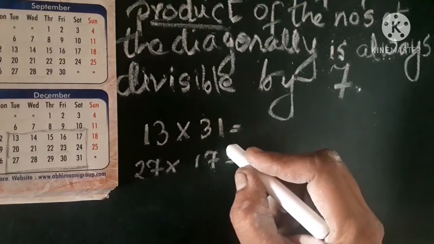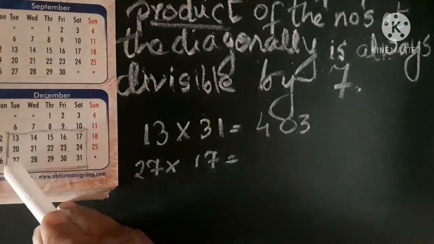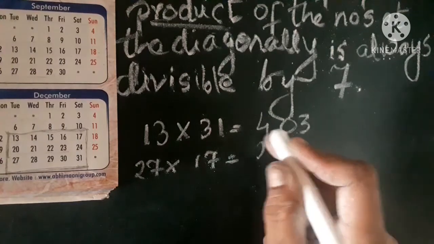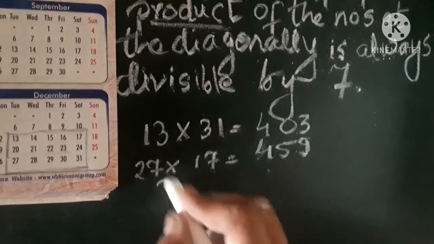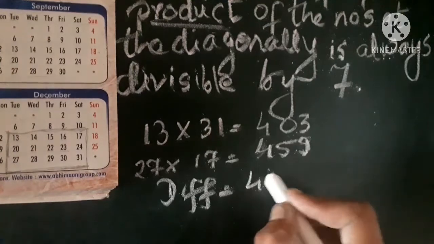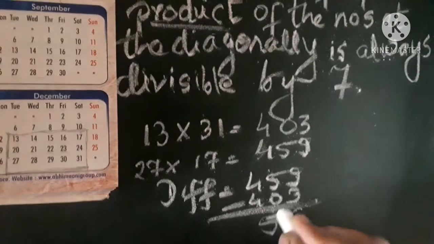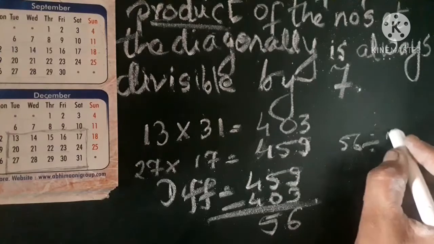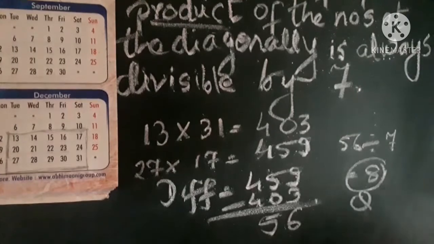Okay, so here 13 into 31, you will have it as 403, and when you multiply 17 and 27, you will have it as 459. Okay, so after this step you need to find out the difference of the product of these numbers, that is 459 minus 403. So here you will have 56, which is always divisible by 7. So you know that the quotient is 8.